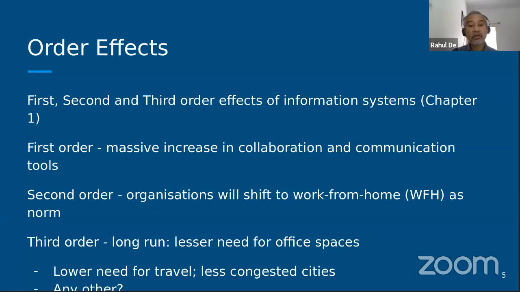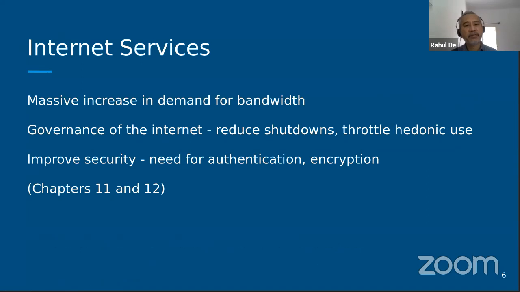And because of this third order effect, we may have lesser need for travel. And cities like Bangalore, which are actually the most congested cities in the world, Bangalore is really awful, it may actually improve if people are working from home mostly. Traffic will improve. Will there be other effects? Yes, and I will have more to say about this as we go along. So, just this intuitive idea of order effects gives us a framework by which we can understand what is happening now and what will happen later.